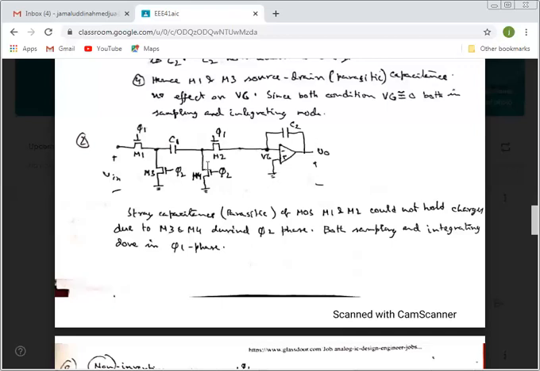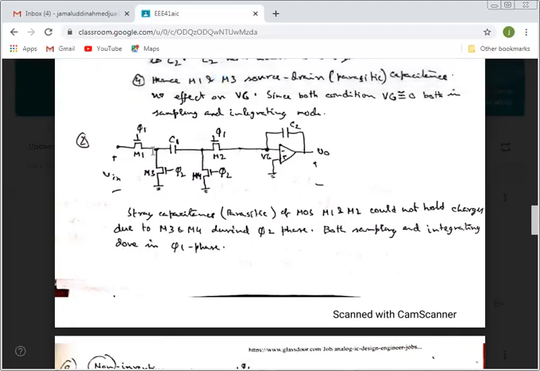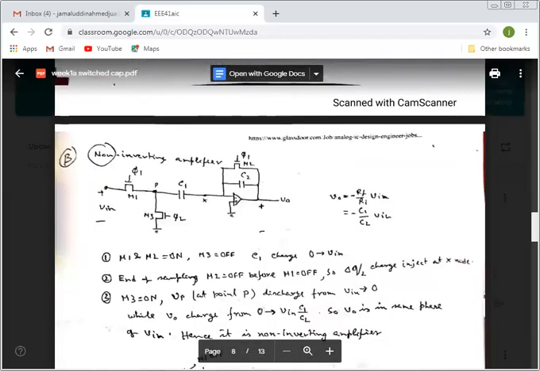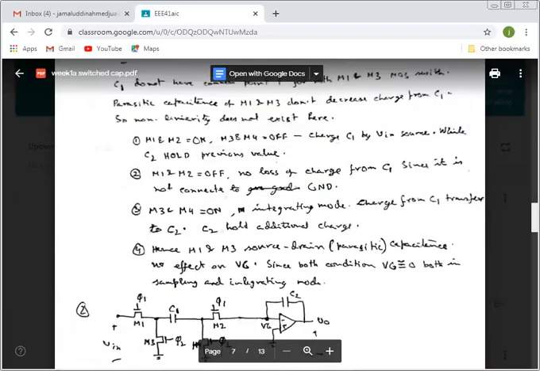So this way it will be more accurate according to the Vin, because after every sampling we discharge both sides of C1, so there will be no stray charge or stray capacitance, parasitic capacitance there. So this is what we have covered so far about the integrator.